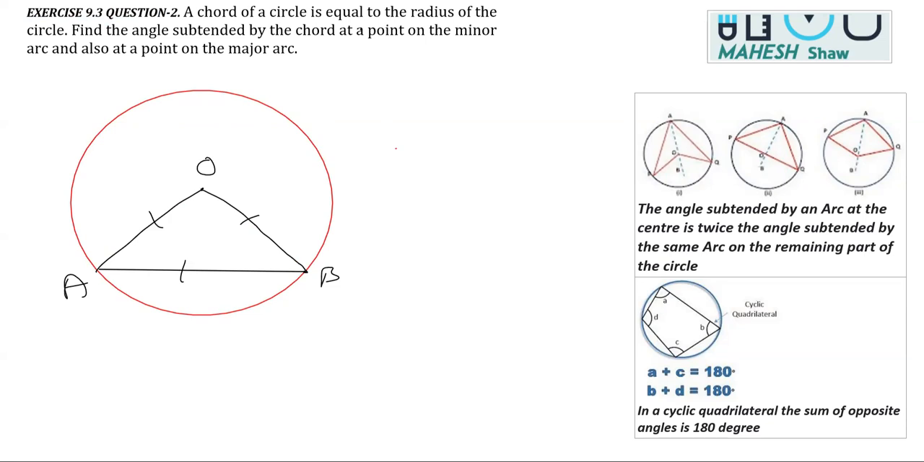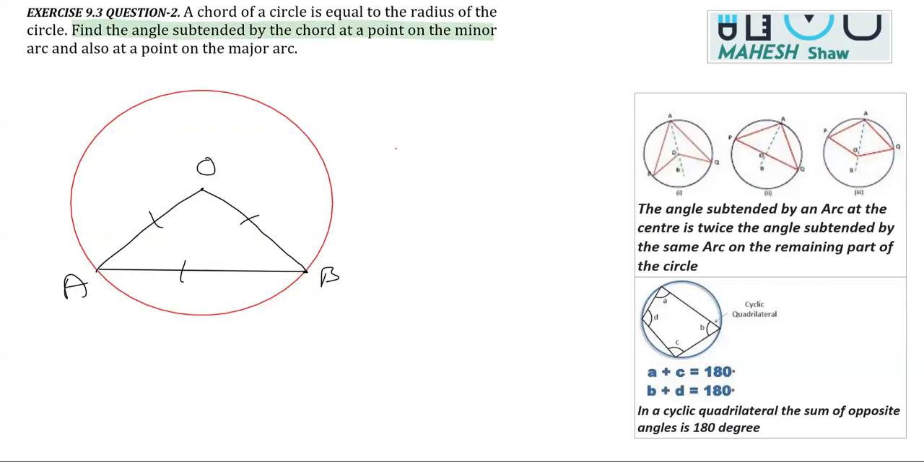As we read the question further, it says to find the angle subtended by this chord at a point on the minor arc. So clearly this is the minor arc, right? And this being the major arc. So we have to find the angle subtended by this chord at a point on the minor arc.